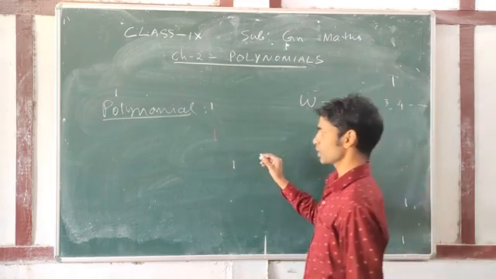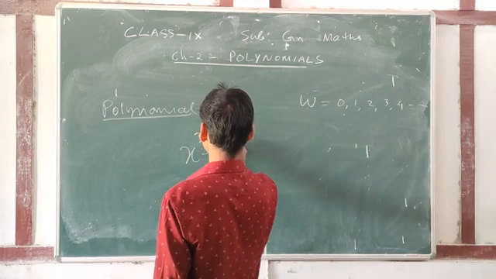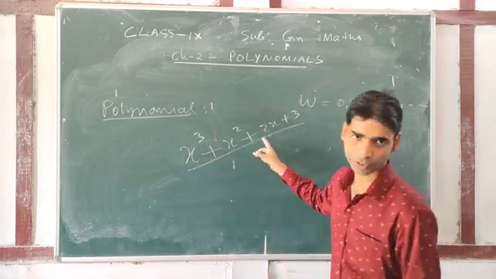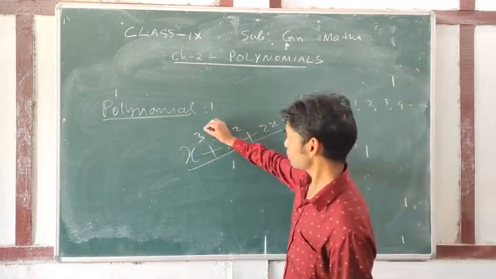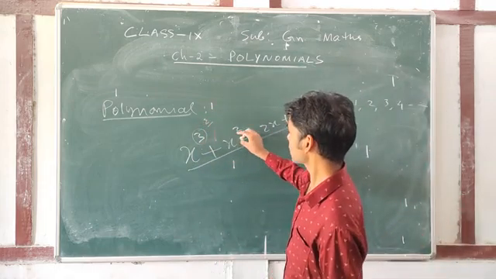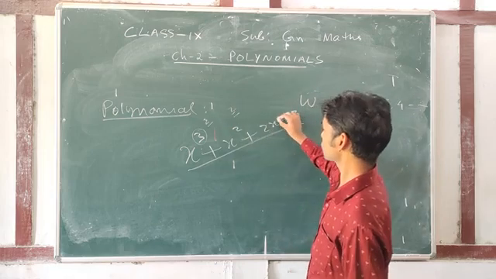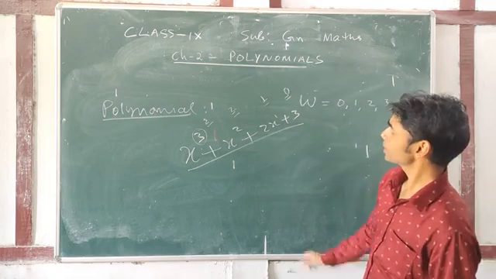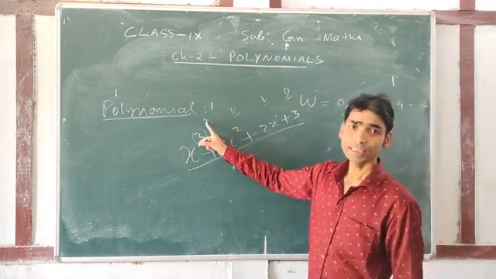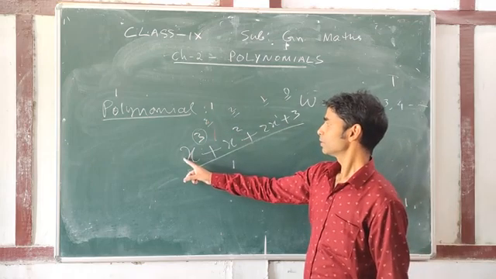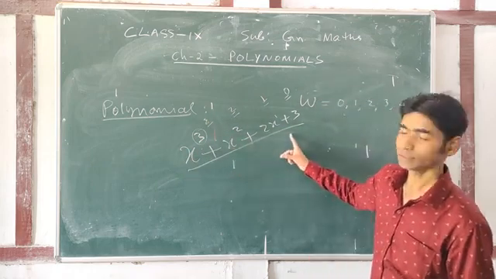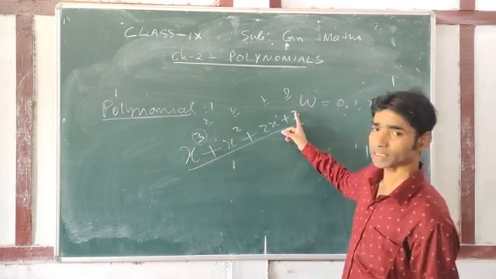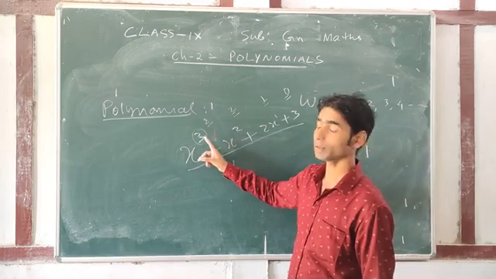Suppose we have x cube plus x squared plus twice x plus 3. This is an algebraic expression. You see the exponents. The exponent of x cube is 3, the exponent of x squared is 2, the exponent of x is 1, and the exponent of 3 is 0. If you see, the numbers 0, 1, 2, 3 are all whole numbers. So this is an example of a polynomial. A polynomial is an algebraic expression in which all the exponents of the variables are whole numbers.